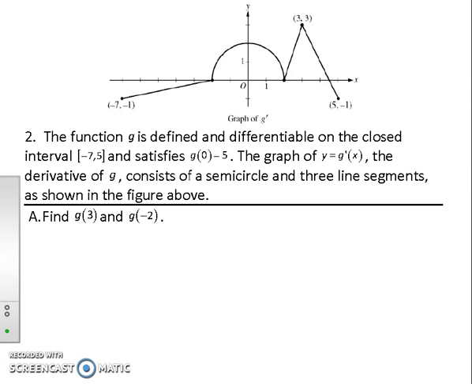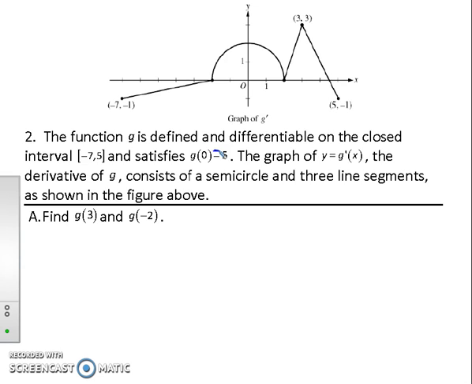All right, so this is the video for problem number 2 on FRQ Friday number 8 in AB Calc. And again, I'm just going to jump right into the problem. So we've got a graph of G prime. They also told us that G of 0 is equal to 5. And they told us what the graph was made of, but we can see that. So A wants us to find G of 3 and G of negative 2.